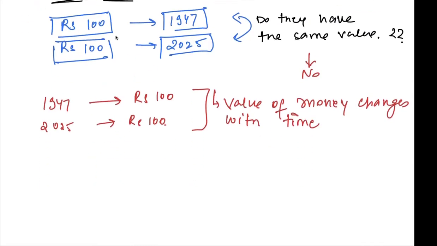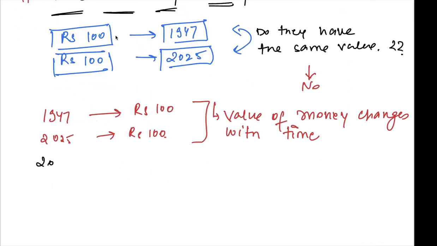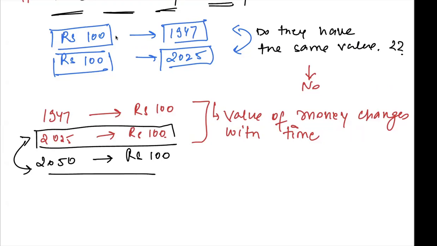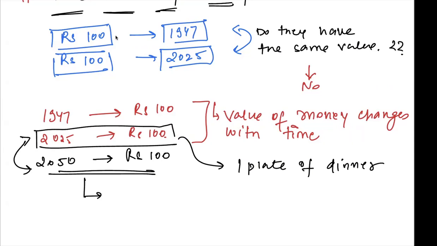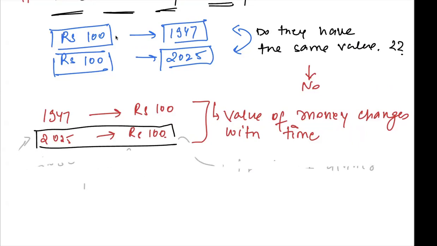So if I say, 25 years afterwards, will rupees 100 have the same value as today or not? The answer is no. Today, let's say we can get one plate of lunch or dinner for rupees 100, but we know that the same won't be happening after 25 years. So this means that the value of money is changing with time.